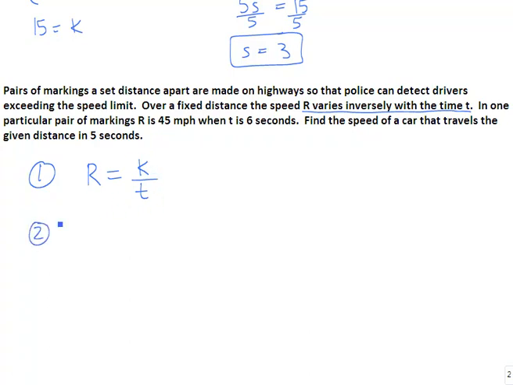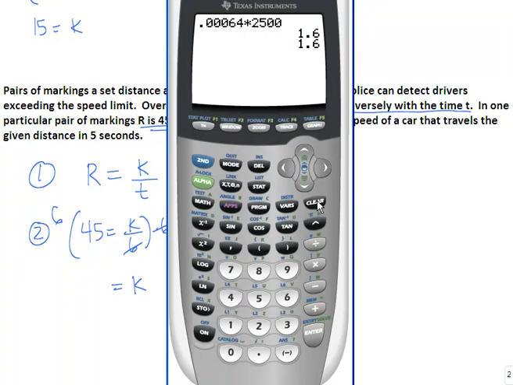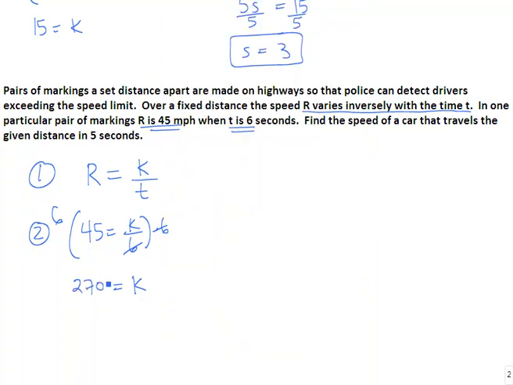Step 2. To find k, we need an r and a t that go together. They tell us that when r is 45 miles per hour, t is 6 seconds. So let's substitute those two values in. So 45 is r, t is 6. I'm going to multiply both sides by 6. So the 6's cancel out, and I get, if I go to my calculator, 6 times 45 is 270. So k is 270.